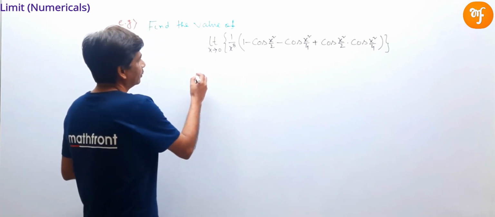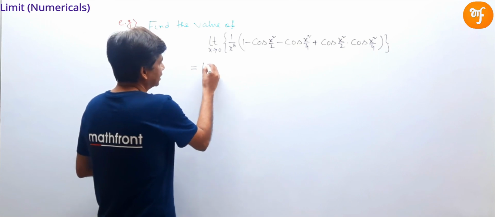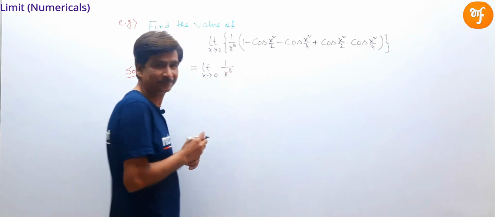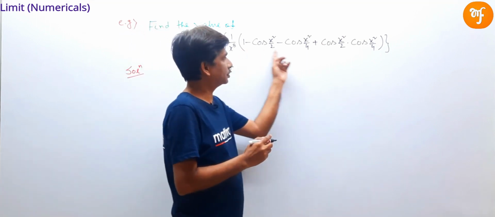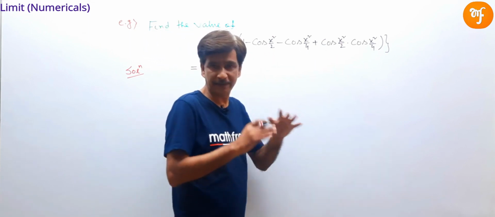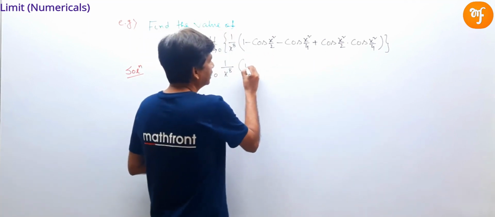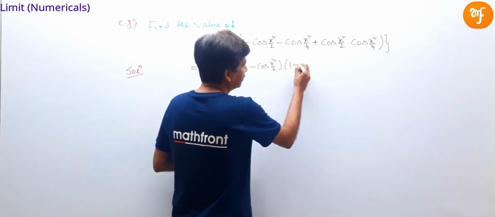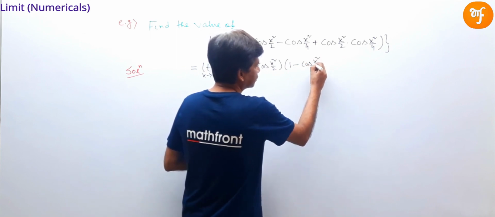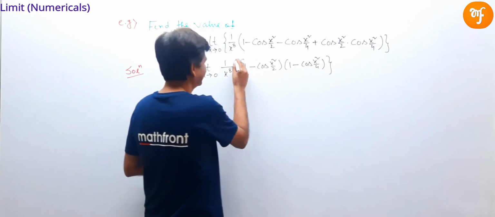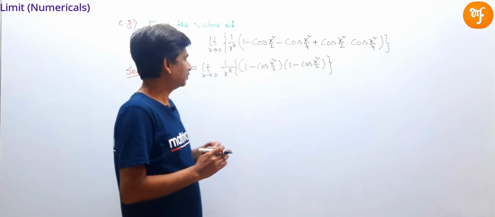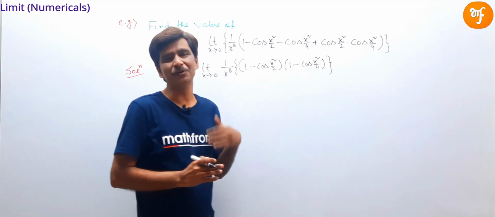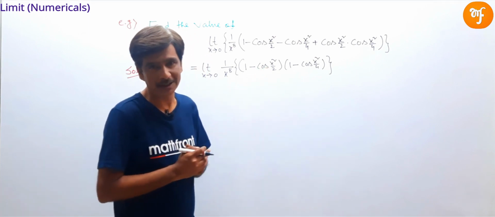So, this limit can be written as limit x tends to 0, 1 by x to the power 8. Now, this trigonometric expression inside the first bracket can be factorized in the form of 1 minus cos of x square by 2 into 1 minus cos of x square by 4. Okay? Clear? Now, each of these factors can be written in the form of 1 minus cos theta. And we know 1 minus cos theta is nothing but 2 sin square theta by 2.